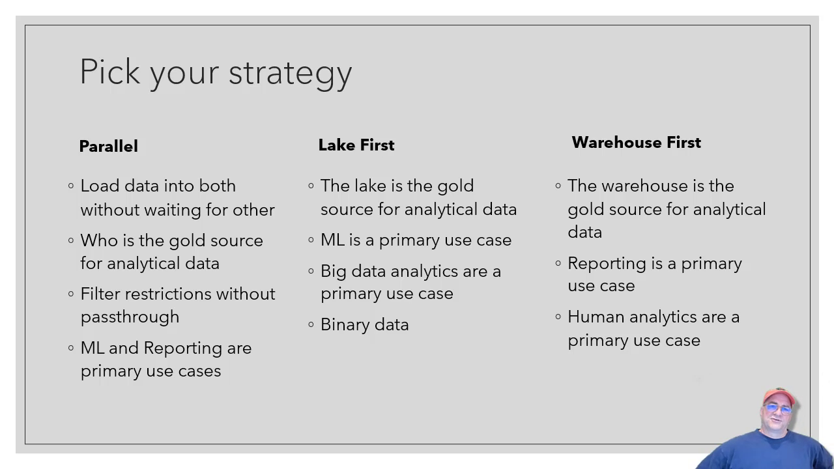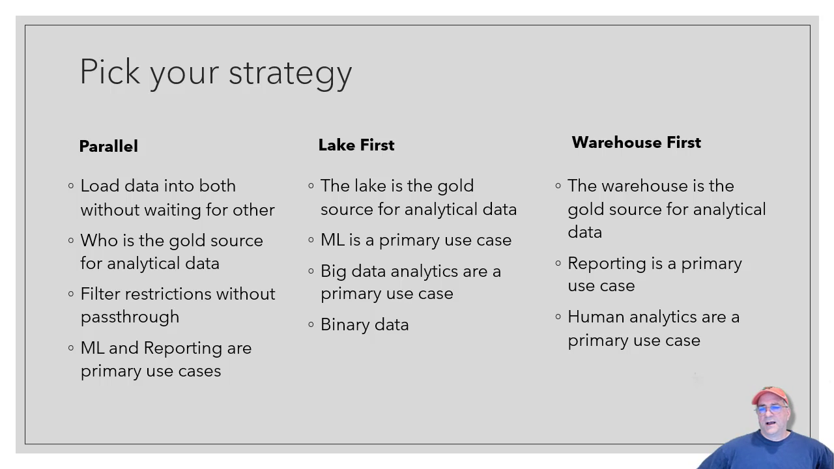If you look at the lake first strategy, the lake becomes the gold source for your analytical data. If you want the lake to be the gold source for analytical data, then you would use lake first. If ML is your primary use case, then a lake makes sense. If you're big data analytics, you're doing Hadoop or your Hive or something else, then the lake makes sense to be the initial. If you have a lot of binary data, call recordings, images, lake first makes sense because a lot of times you're not going to put the binary data in the warehouse. Parallel would work for any of those use cases though, right? So these are different optimizations around the processes that you want to do.